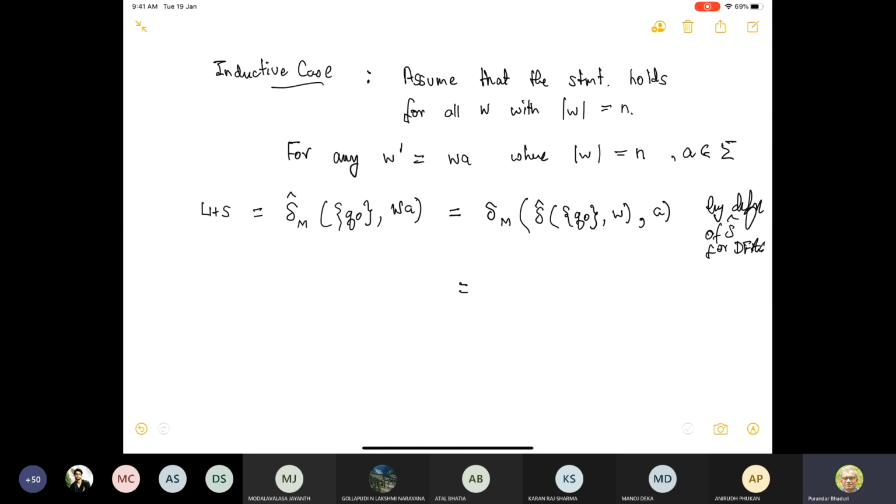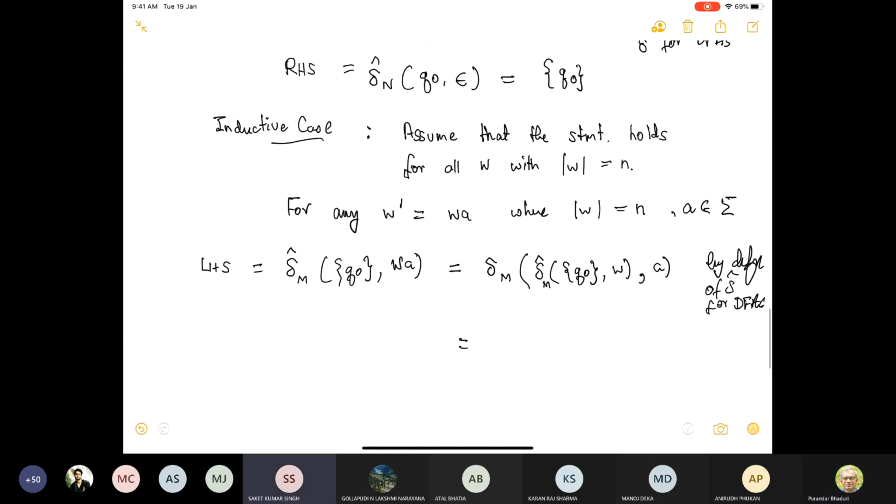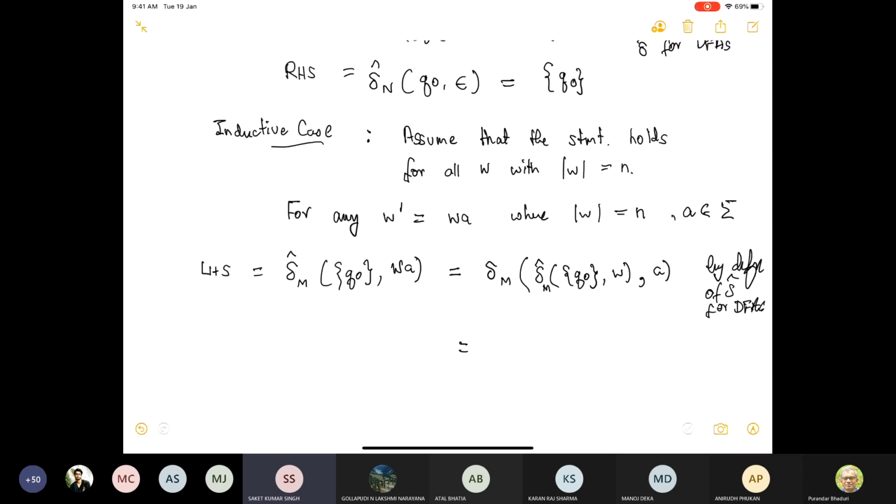And what can we do now? What is the next step? Oh, I forgot to write hat here. Delta hat of M of Q naught comma W is the same as delta hat of N of Q naught comma W. Right. So this thing here, we can apply the induction hypothesis. That's what you're saying, right? You're saying we can apply the induction hypothesis because W is of length N.